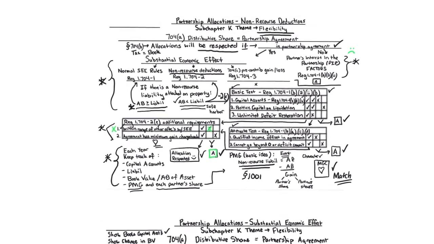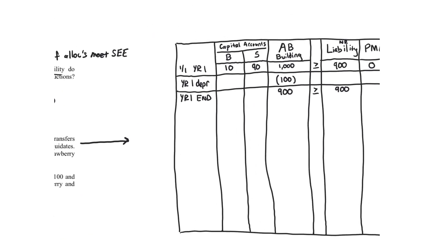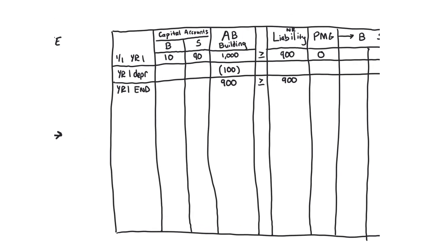So let's go back to our analysis now. We know that in year one we're applying the SEE rules, Reg 1.704-1. You want to make sure you highlight that and harp on that and go through that analysis, what I just did, on your exam. Very important. Under the SEE rules, Reg 1.704-1, you'd want to note that. Okay, we meet the alternate test, we're told that.